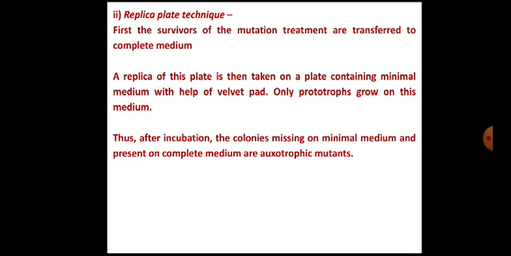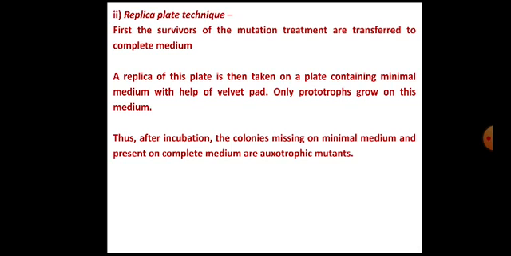First, the survivors of mutation treatment are transferred to complete medium. That means on this medium, prototrophs and auxotrophs will grow. Then a replica of this plate is taken on the plate containing minimal medium. That means the organisms on complete medium are transferred onto minimal medium with the help of a velvet pad. So on this medium only prototrophs will grow.